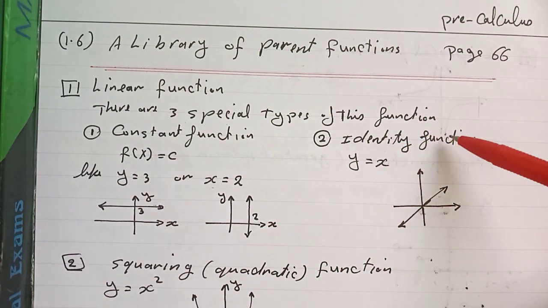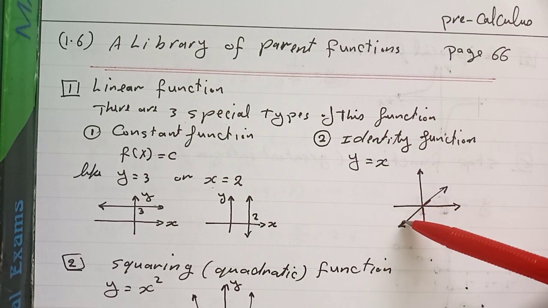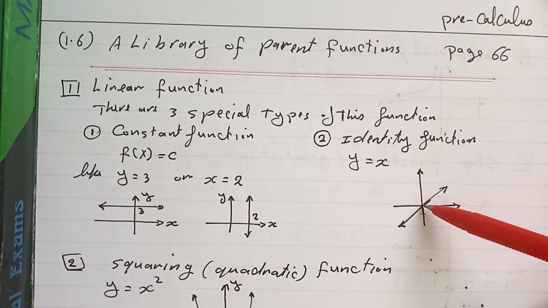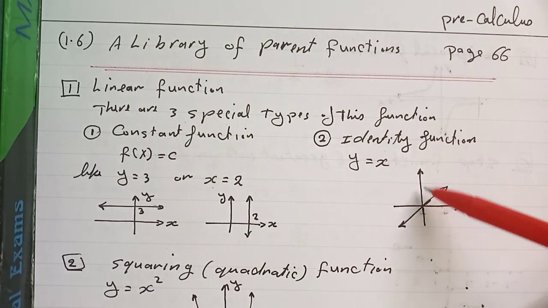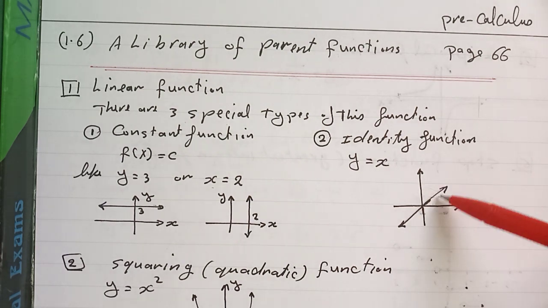The identity function, which is y equals x, is in the middle. It goes from the origin through the middle of the first quadrant. That means when x equals 1, y equals 1, and when x equals 2, y equals 2, so it goes in the middle.